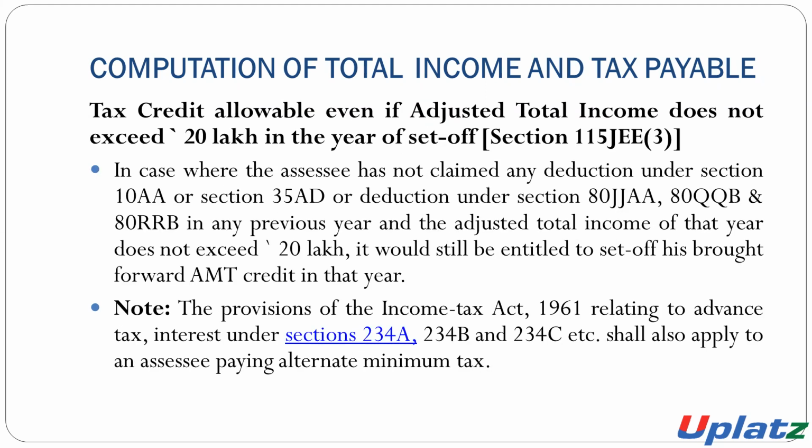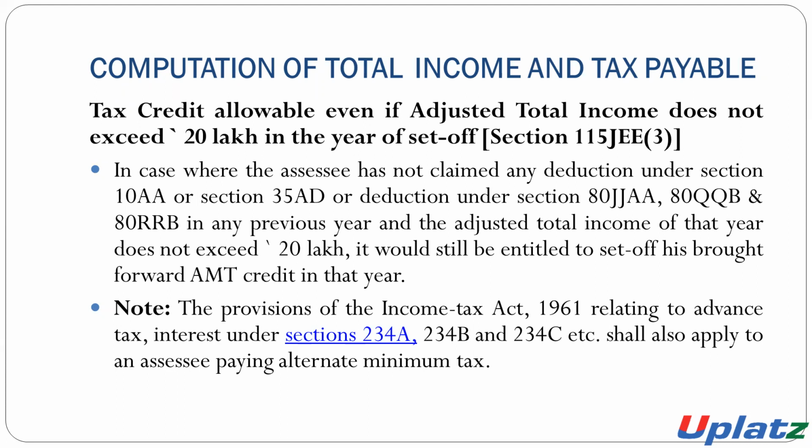Tax credit allowable even if adjusted total income does not exceed 20 lakh rupees in the year of set off. Means as per the provision of AMT, the provision will be applicable when the total income of the individual and the HUF is more than 20 lakh rupees, but such condition is not applicable in the case of set off. Means in the case of set off, even if at that year your income is not more than 20 lakh, then you are also eligible to take the credit.